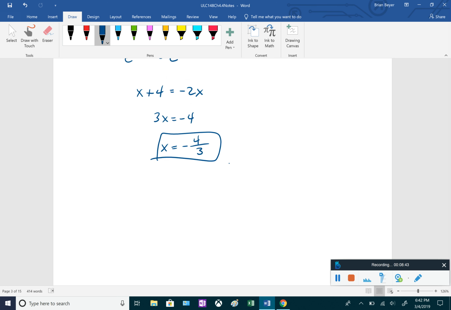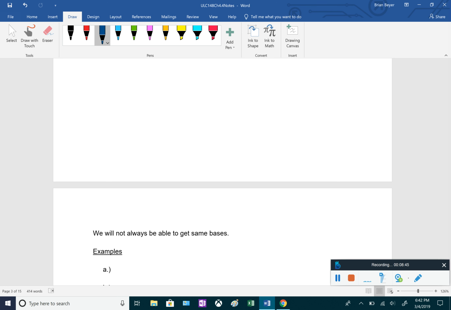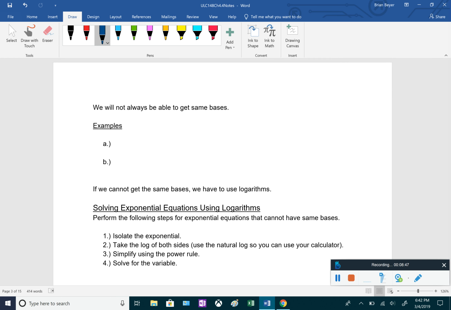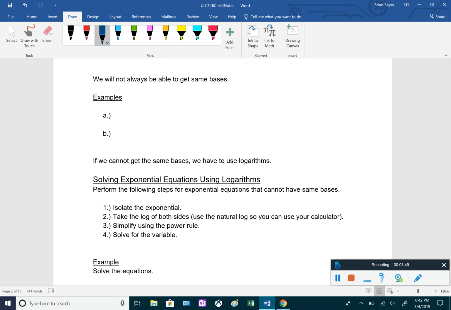Okay, so that's the one way that we can solve exponential equations. But obviously we will not always be able to get common bases on both sides. For example, if we had something like 4^x = 15, we could not rewrite those getting common bases, so this method wouldn't work. Or something like 3^(x+1) = 22^(4x). We could not get common bases here, so that method would not work.